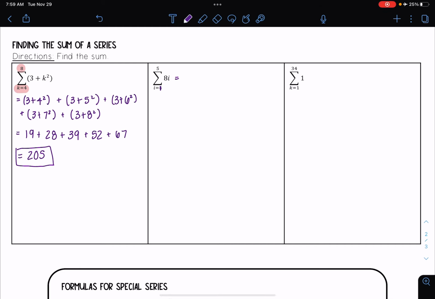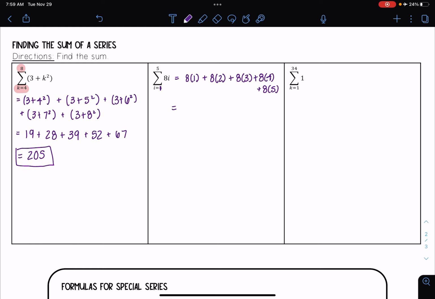So that means that this is going to become 8 times 1 plus 8 times 2 plus 8 times 3 plus 8 times 4 plus 8 times 5. So I start at my lower limit of 1 and stop at my upper limit of 5.